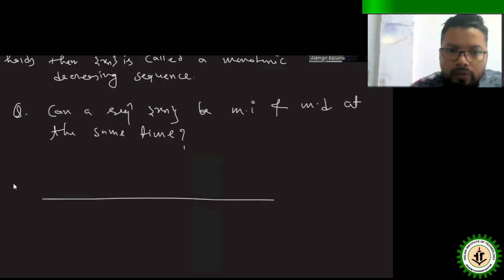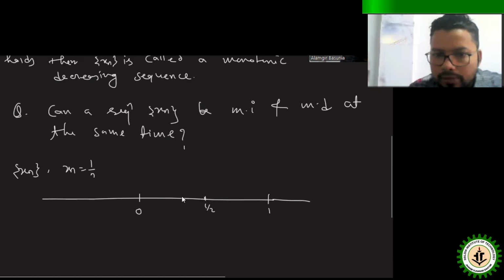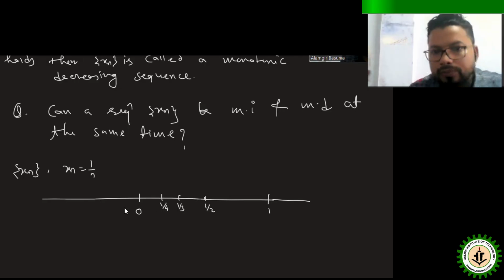x_n equal to 1/n. For this sequence x_n, where x_n is equal to 1/n, suppose this point is 0. Here is 1. Then obviously this point is one half, this point is 1/3, this point is 1/4. Suppose this one is 1/5, 1/6, 1/7, and so on.